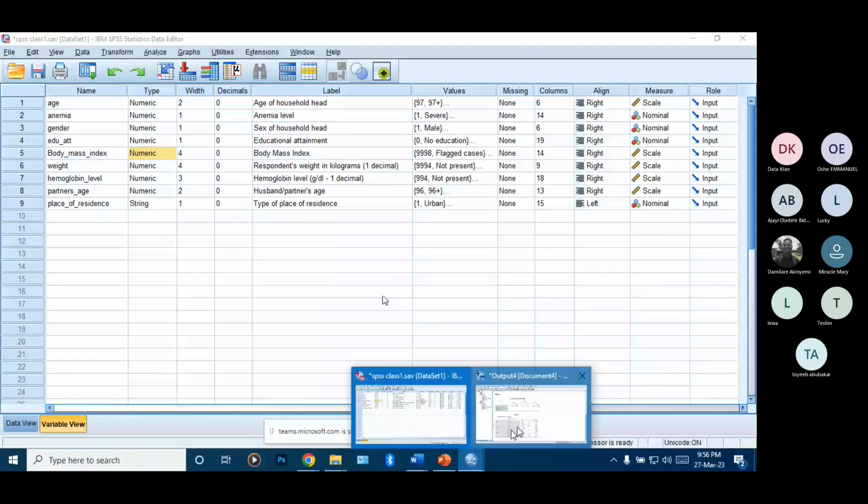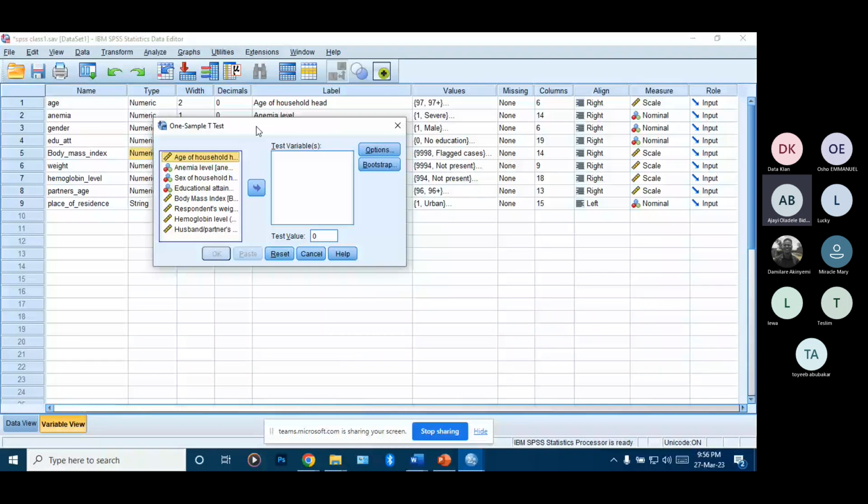Okay. Now, let's look at the hemoglobin level. Let's use the hemoglobin level again, and let's use 84 as the hypothesized hemoglobin level. We entered a hospital and we're told that the average hemoglobin level of patients that have been tested in that very hospital for the past 5 years is 84.